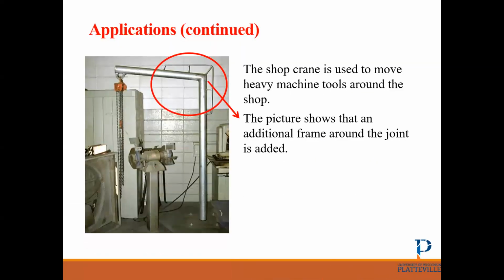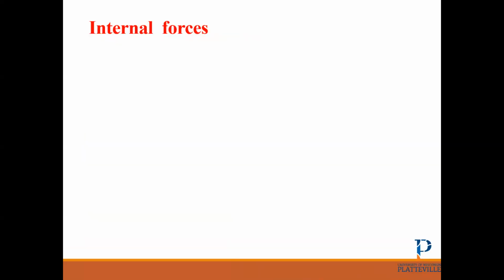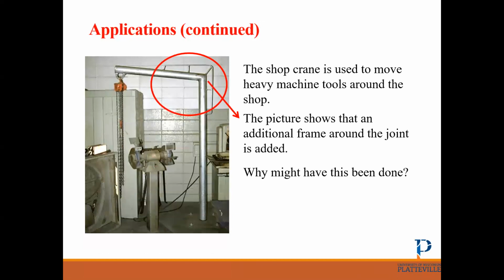Another example is the shop crane, which is used to move heavy machine tools around the shop. You can see in the red circle this part is stronger than the rest of it. This is another thing we know: we have some forces here that create some moment about this point, and that's why we need a stronger part on this side.